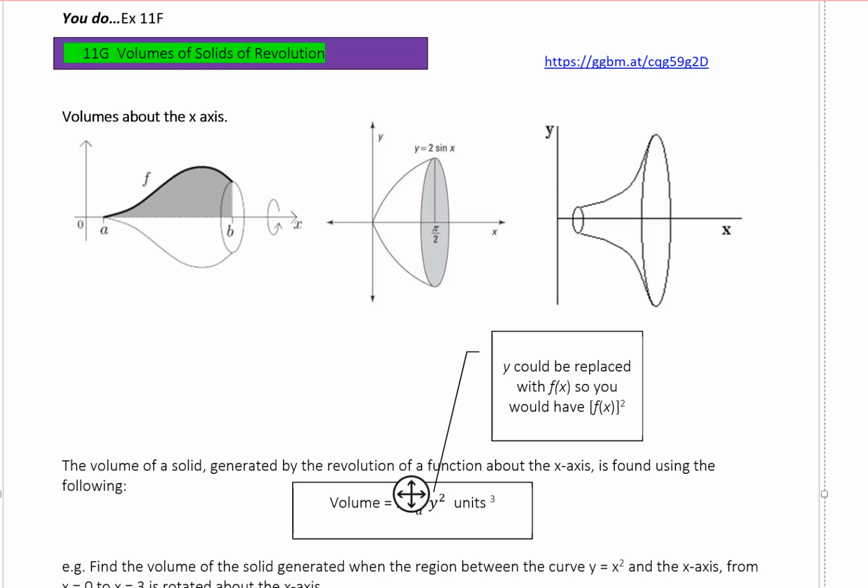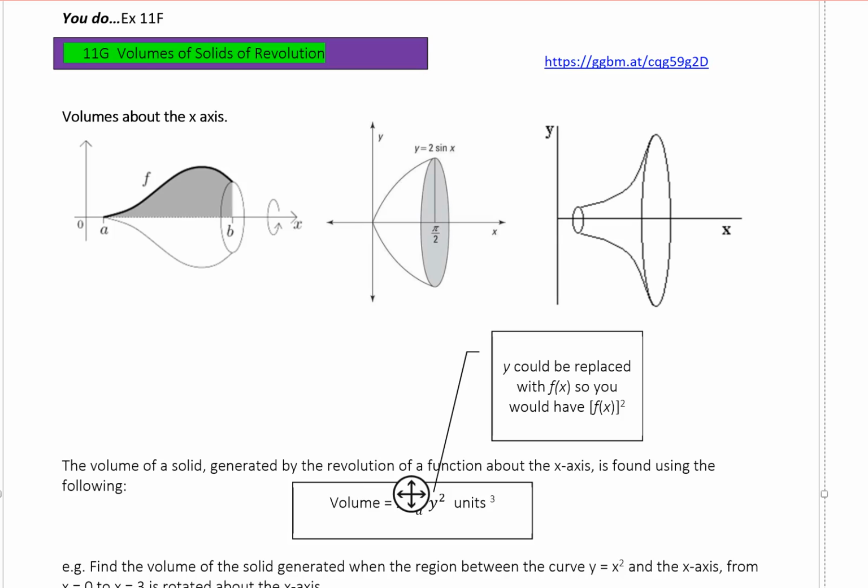In exercise 11G, we're going to look at the volumes of solids of revolution. Now, as its name suggests, we're going to be able to calculate the volume of a solid. And you may be wondering what that has to do with the calculus that we've been studying. Well, these solids are generated initially by a function, by a curve on a number plane. What happens then is that curve we have to imagine is rotated about the axis, and that will form our solid.